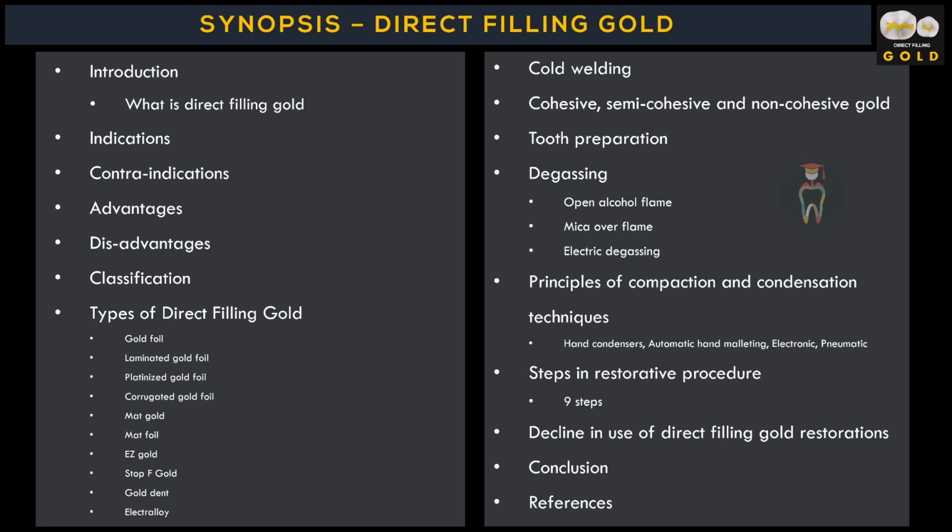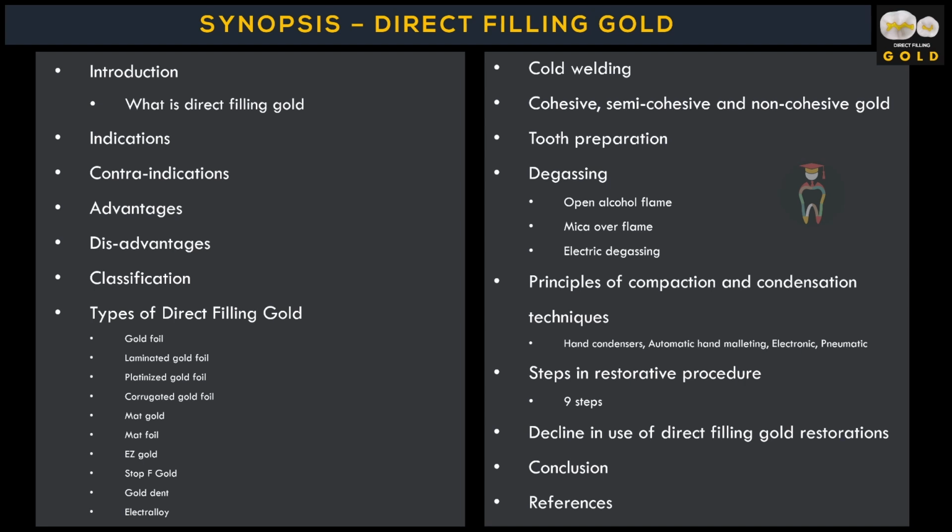Then we have to explain about cold welding, that is, atomically pure gold when it is pressed together at room temperature. The fusion or the welding of the material will take place at room temperature, which is called cold welding. Then we have to talk a little about the cohesive, semi-cohesive and non-cohesive gold. Then a little about tooth preparation for direct filling gold, especially for class 1, class 3 and class 5.